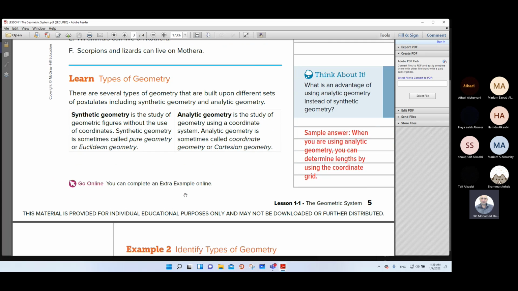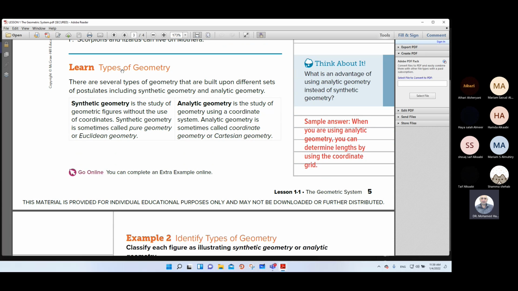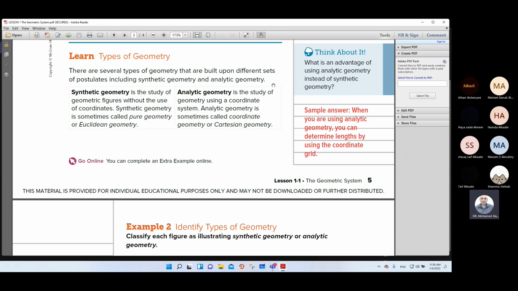Types of geometry. There are several types of geometry that are built upon different sets of postulates, including scientific geometry and analytic geometry. So we have two kinds, scientific geometry and analytic geometry. What is the difference between them?